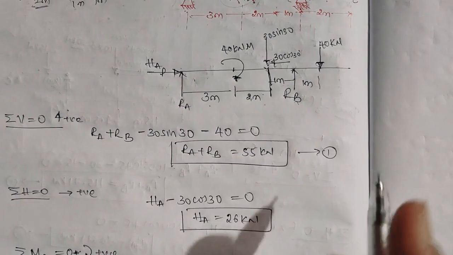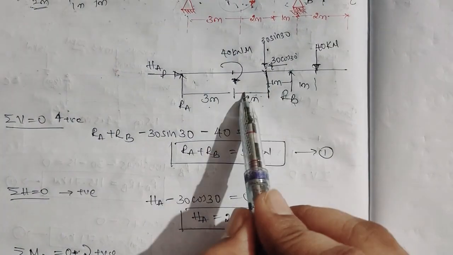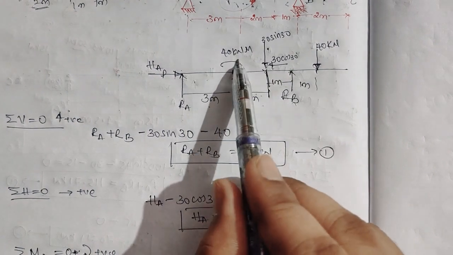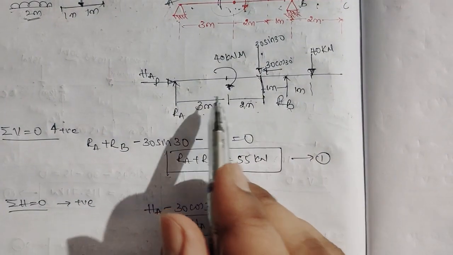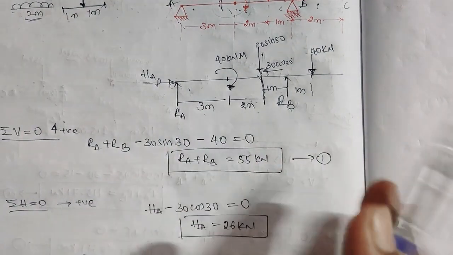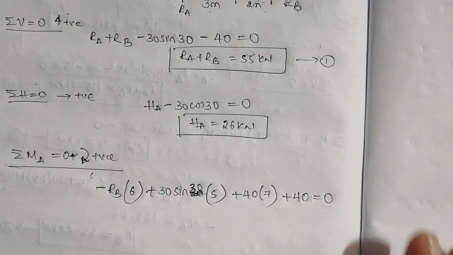Now this all RB is over. This 30 sin 30 will also create a moment. This 40 also creates a moment. Then it is 40 kilonewton you have to take. So whatever moment they have given with respect to A, it is clockwise, right? So add that 40 plus 40 is equal to 0.